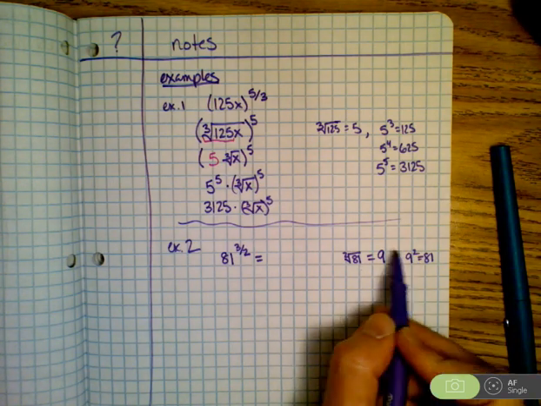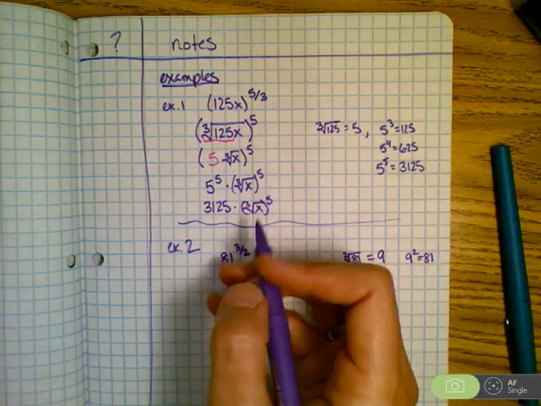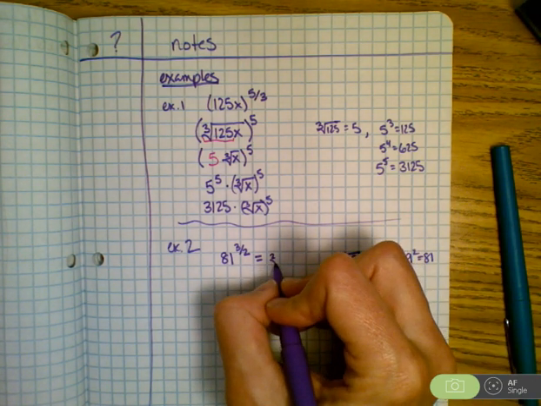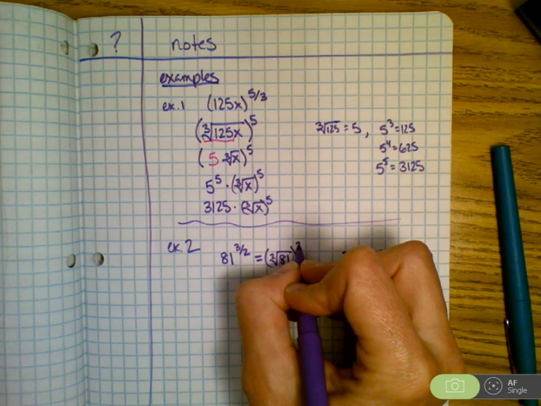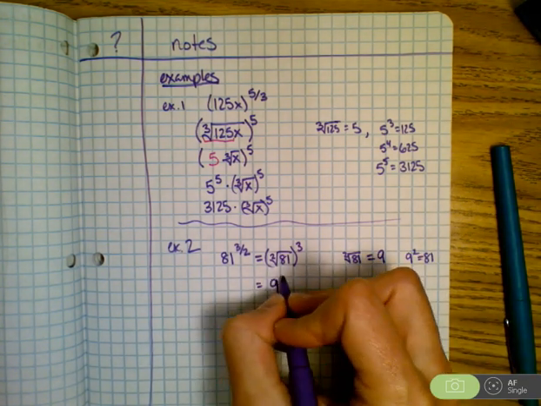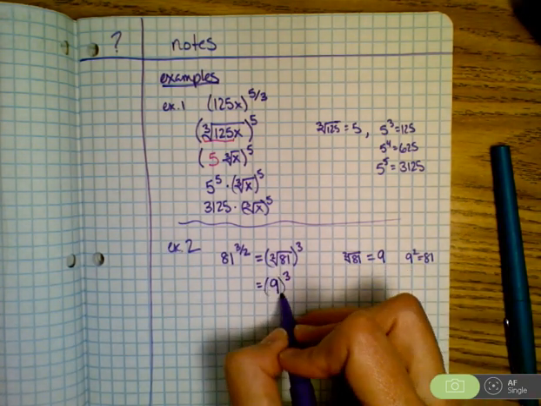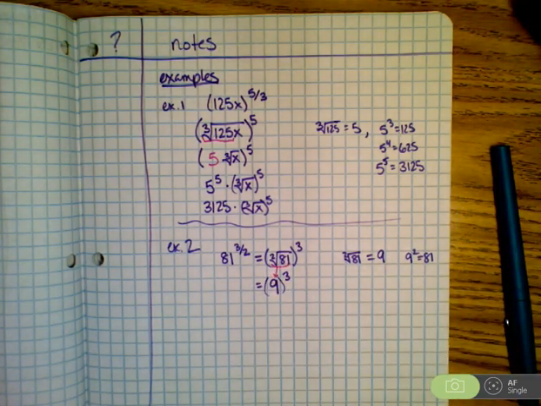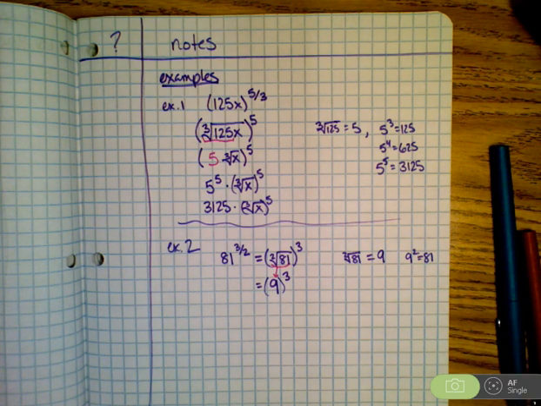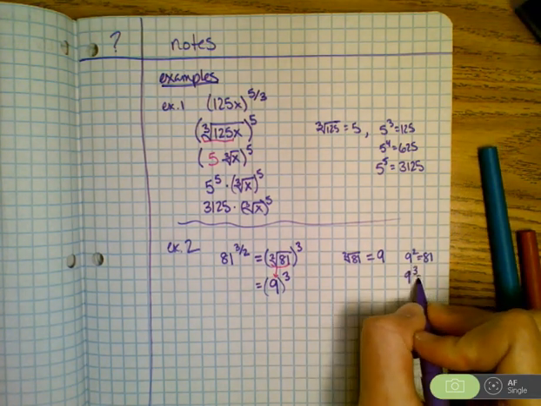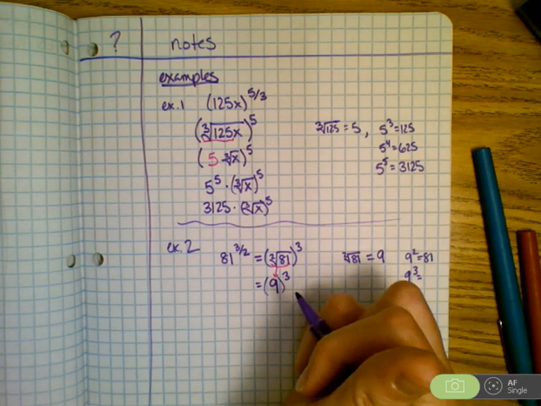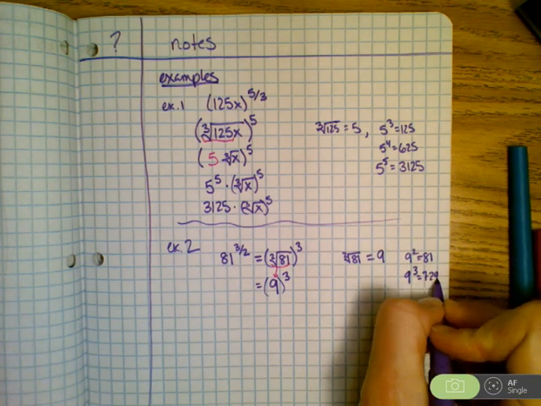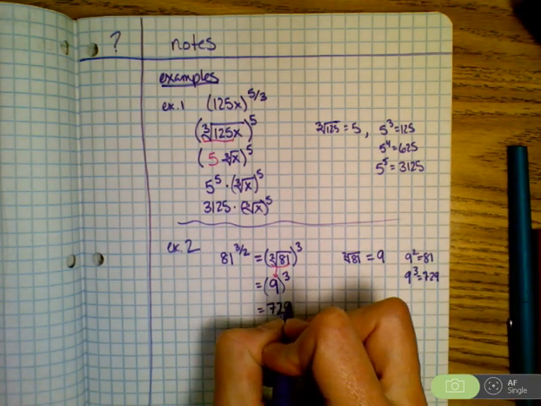This stuff isn't stuff you guys have to write down. I just want you to hear the thought process I do when I decide what order I'm going to do these problems in. So I'm going to make this the square root of 81 cubed, but then that's just 9 cubed, because the square root of 81 is 9. Well, 9 cubed, 9 times 9 is 81. 81 times 9, I believe, is 729. Yes, 729. So this is just equal to 729.